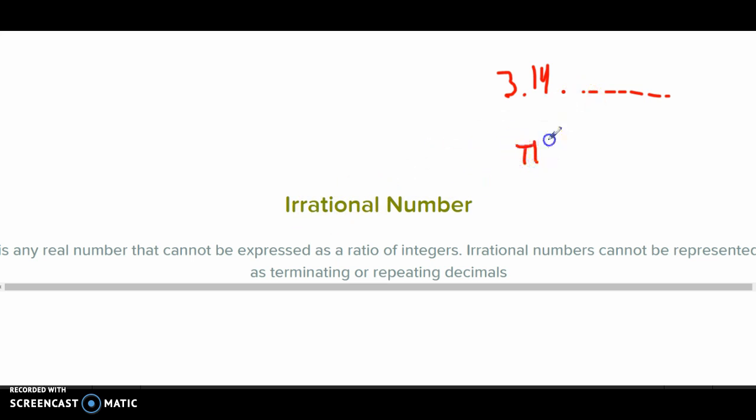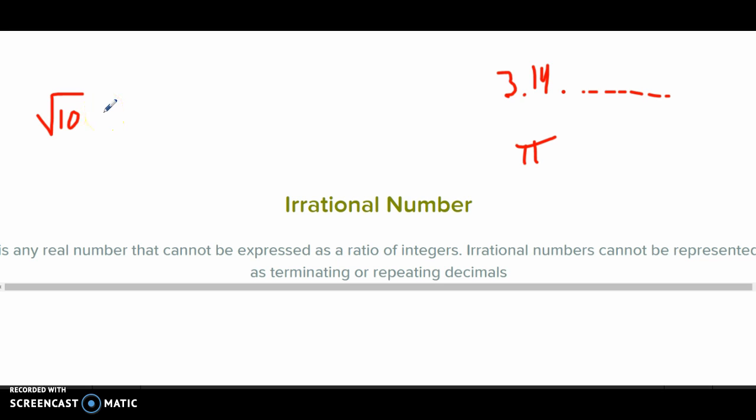So if you want to put pi down as one of your examples for an irrational. Also, for example, the square root of 10. If you were to plug that into your calculator right now, you'd get 3.16227766. There is no exact pattern going on.